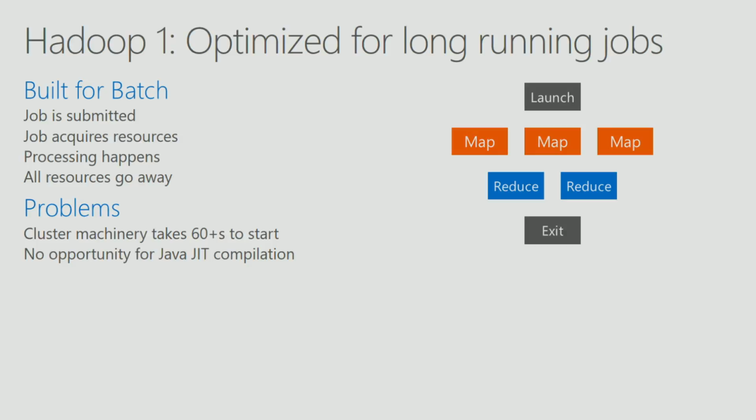So in the job submission, if you think about Hadoop when it was first introduced, or Hadoop 1 as we call, it was built for batch. At a very high level, a job is launched. A bunch of resources are acquired. Once it finishes, those resources are let go, and the job ends. That works great if your job is running for hours. The problem is, to just grab those resources, it takes 60 plus seconds, right? So your first minute is always spent just trying to launch this job.